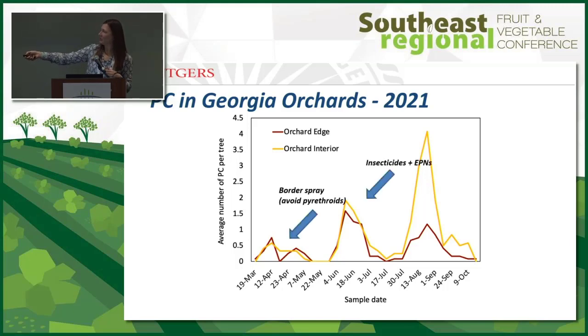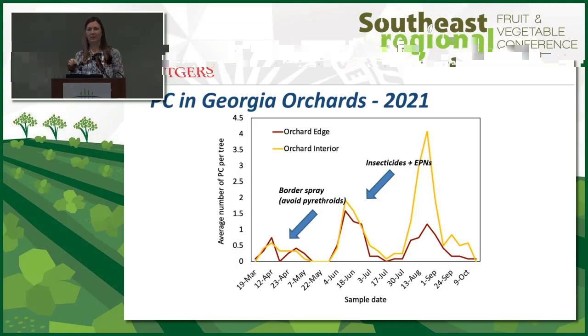is doing border sprays or something that reduces the amount of insecticide you're applying for that first generation, because that's the time when your natural enemies are going to be active and most sensitive to any insecticides.